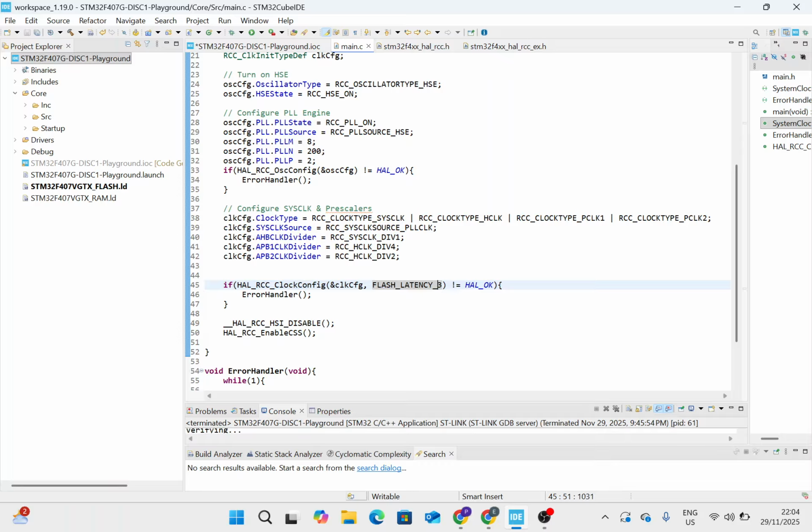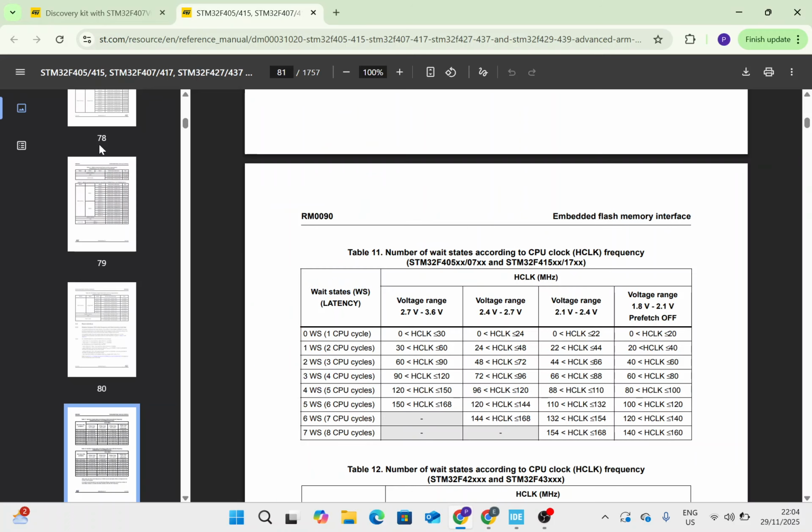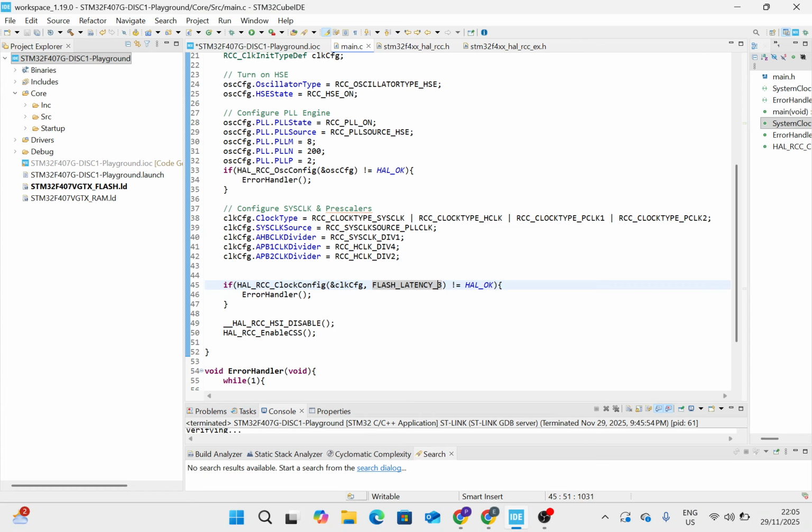of 0. And you might wonder what will happen if I don't do that. Well, I will demonstrate that for you to see. But as to how I found that information, you just have to open the reference manual and search for the flash latency table. And here I can see that it says the wait state should be 3 or 4 CPU cycles if my HCLK, so the HCLK clock speed, is between 90 and 120. In our case, I know that my speed is 100, and so 100 falls within 90 and 120, so I need to set the flash latency to 3, and that is why it is 3 here.